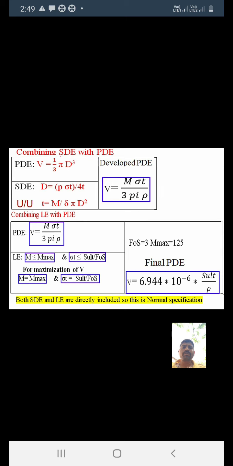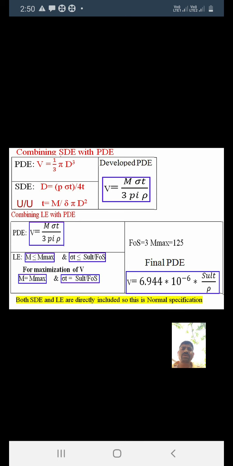For maximization of V, m is equal to m max and sigma t is equal to SUT divided by factor of safety. This is important. The factor of safety is given as 3 and the m max value is given as 125. Then you will get the final PD equation: V is equal to 6.944 into 10 raised to minus 6 into SUT divided by rho. Both SDE and LE are directly included, so this is the normal specification.